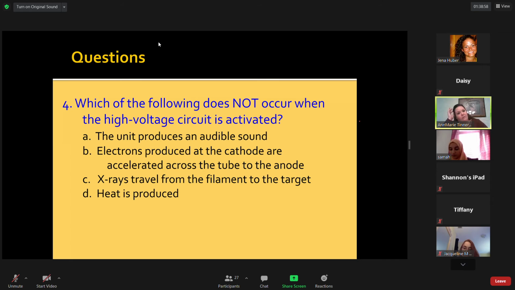All right, number 4, which of the following does not occur when the high voltage circuit is activated? It's not the cathode, so it's C. X-rays travel from the filament to the target. Electrons are being produced, therefore heat is being produced, okay?